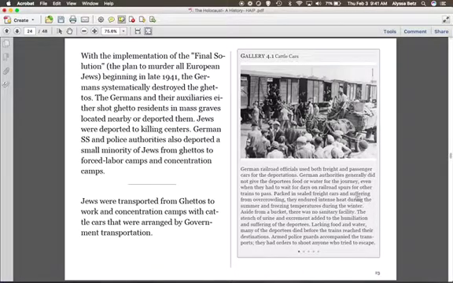Jews were transported from ghettos to work and concentration camps with cattle cars that were arranged by government transportation. So these were not permanent. They were put up temporarily to collect the community who was Jewish in order to transport them to the final solution. So there is a gallery 4.1 that goes along with this particular section. If you want to, in your iBook, you can click on the gallery and review the photos, and there is more information posted there.